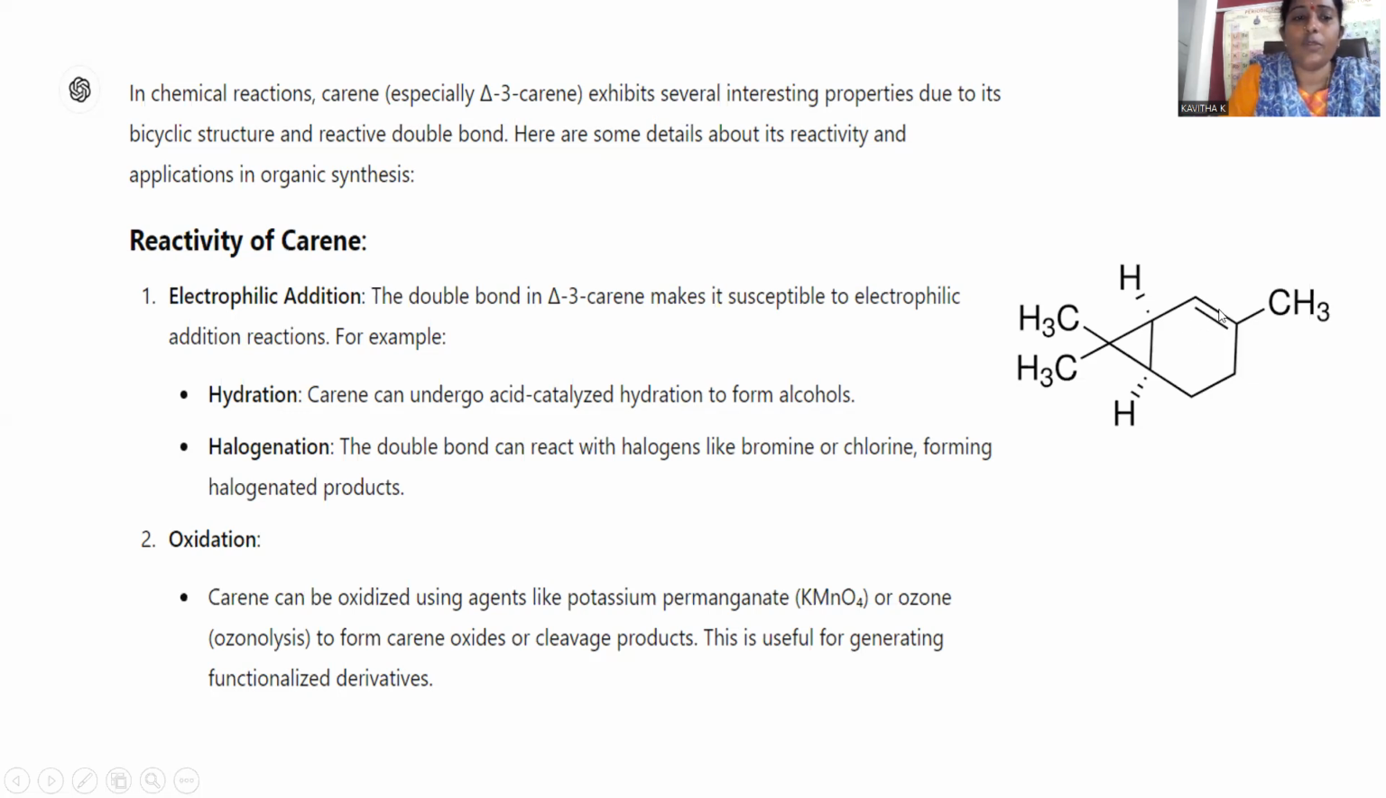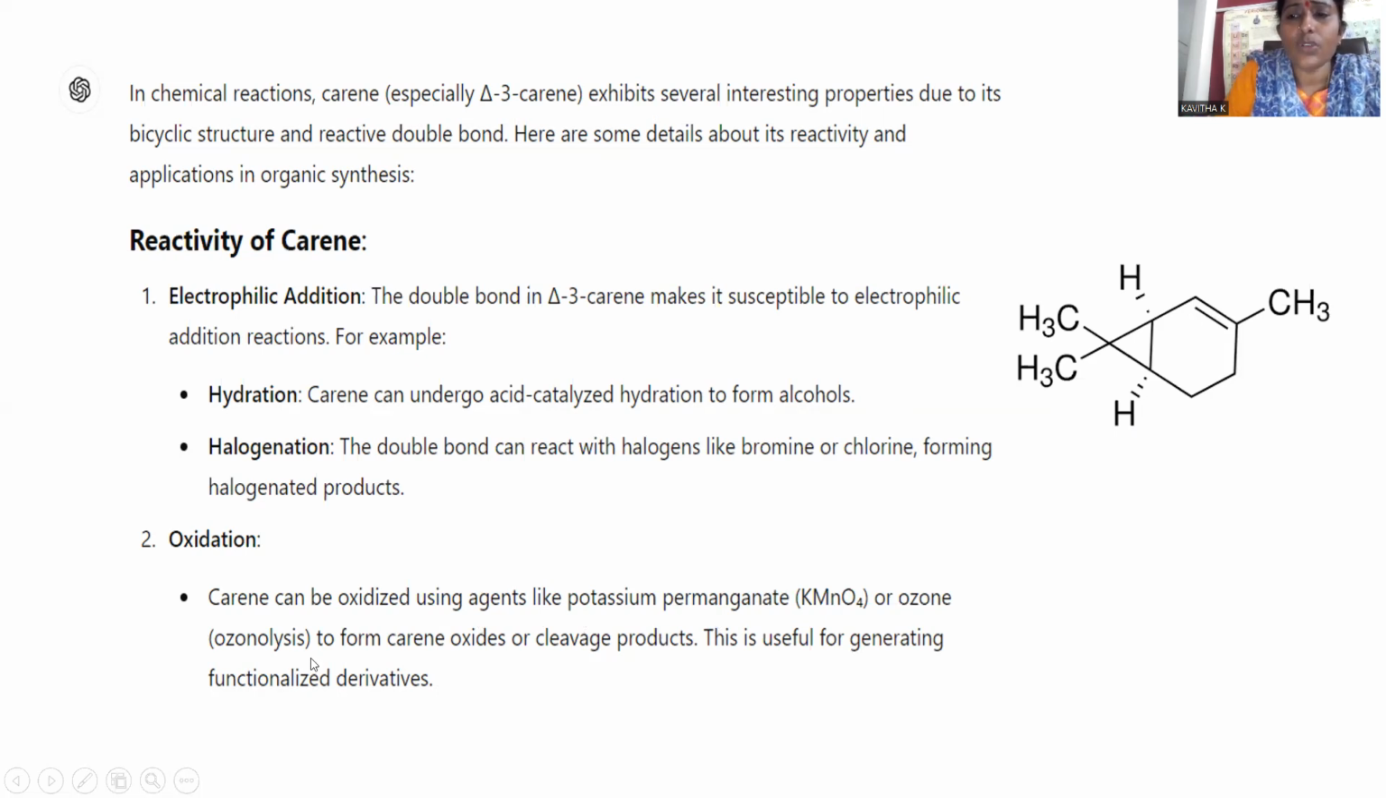Water will be added at the double bond, called hydration, and acid catalyzed hydration will be carried out, so that hydroxy groups will be generated, vicinal. Halogenation: the double bond is easily attacked by the addition of chlorine or bromine, so halogenation is also possible, forming halogenated products. Oxidation: carene can be oxidized using potassium permanganate. When potassium permanganate is added, what happens here? Hydroxyl groups, OH and OH, and oxidation will be carried out.